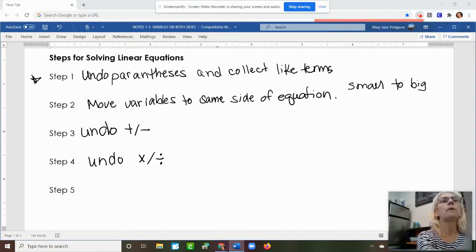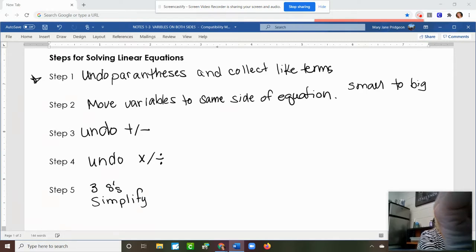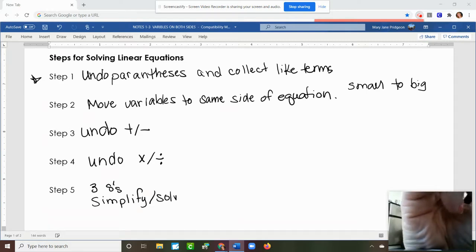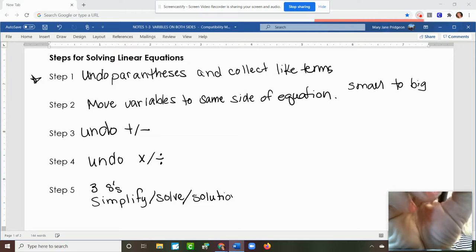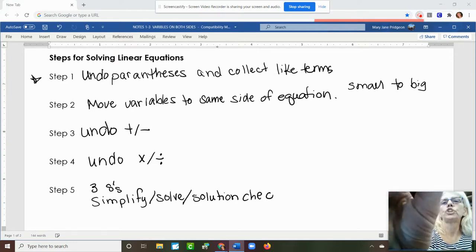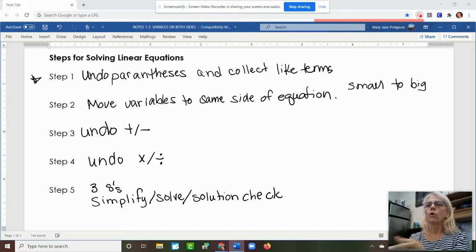Then the last part is we like to call the 3 S's. We have to simplify, solve, and check the solution, or solution check. Okay, so we're going to do all of that. It kind of all comes out in the wash or in the laundry, if you will, at that last process.